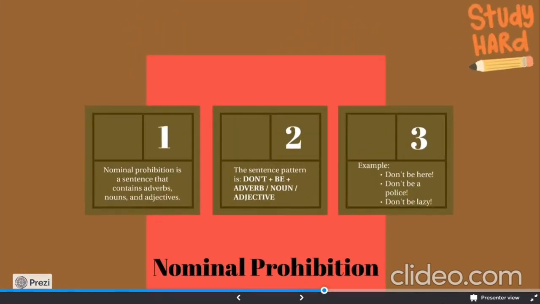And this is nominal prohibition. Nominal prohibition is a sentence that contains adverbs, noun, and adjective. The sentence pattern is don't plus be plus adverb or noun or adjective. Example, don't be here, don't be a police, don't be lazy.